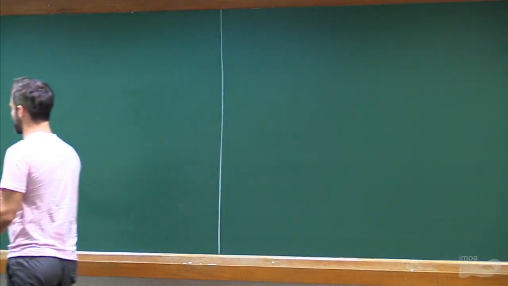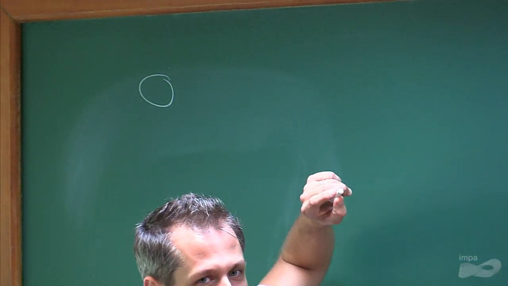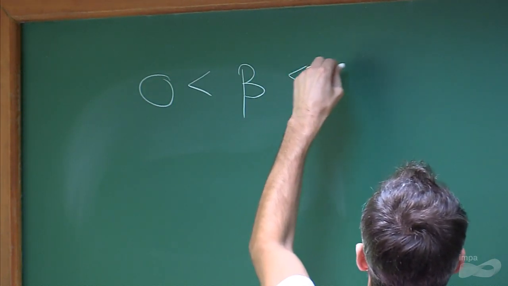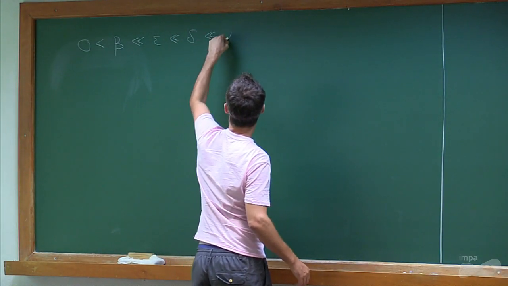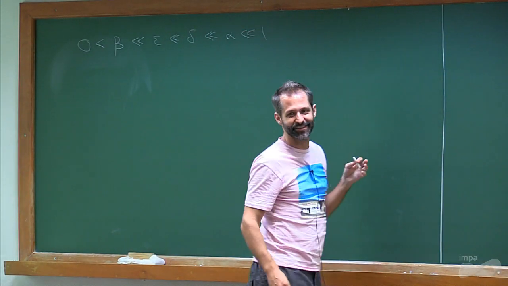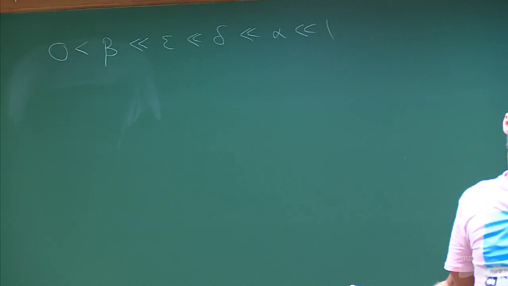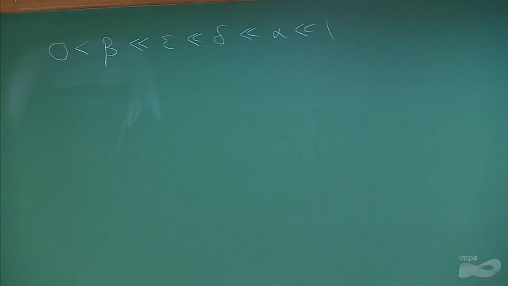In the triangle removal lemma, what do we have? There's a beta, which is much smaller than epsilon, which is much smaller than delta, which is much smaller than alpha, which is much smaller than 1. They're all little o(1), actually, but you really care about the relative sizes.